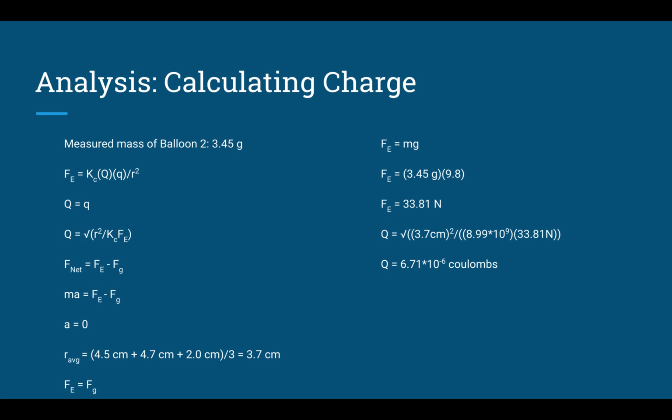We rearranged Coulomb's law to solve for Q. Because we charged the 2 balloons in the exact same manner, they were equally charged and the charges should be equal. Then, using the F-net and Newton's second law, we were able to solve for Q as shown.